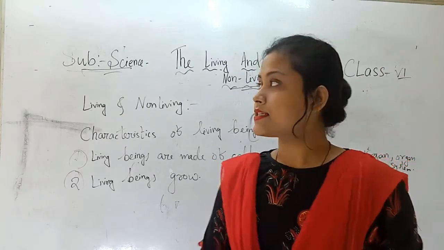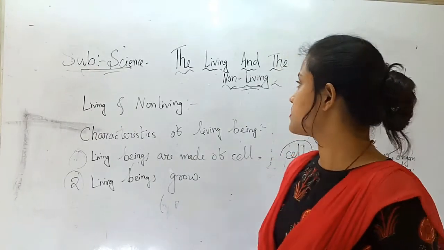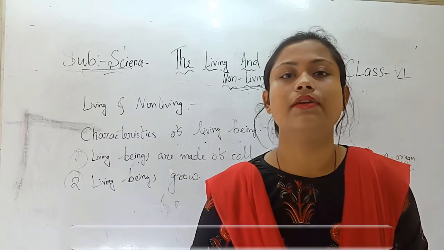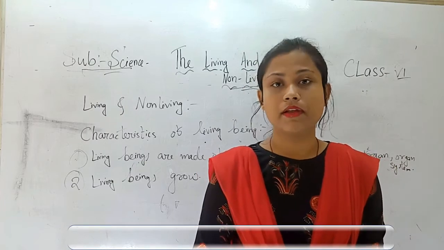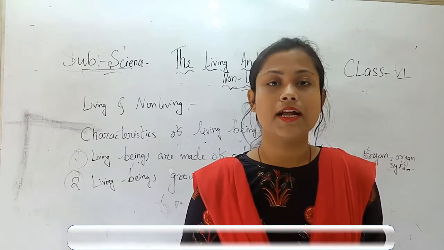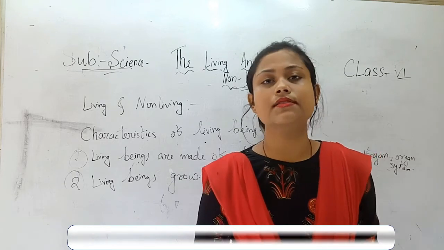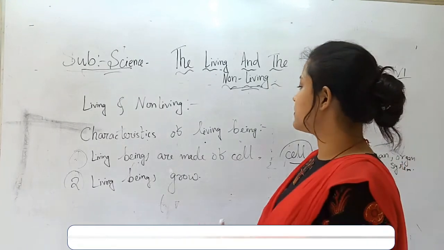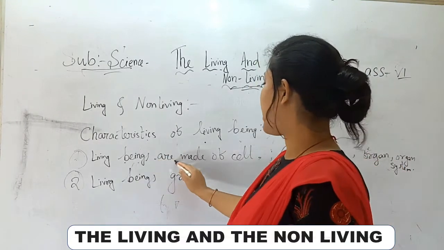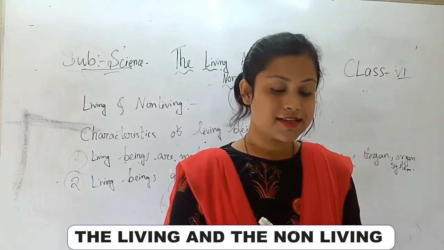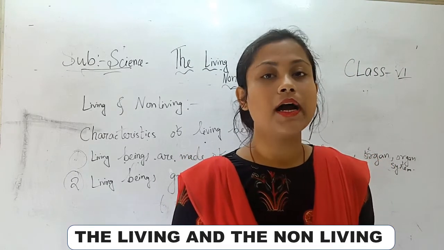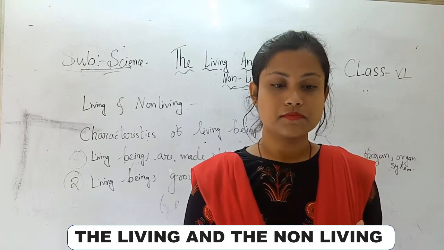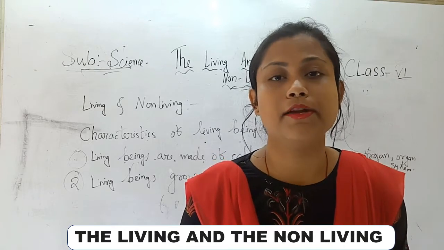Now come to the characteristics. Okay, as I already said, the chapter name is living and non-living things, so we will learn the characteristics of living beings. In this chapter the main focus is living beings, and if you learn the characteristics of living beings, you can easily learn the characteristics of non-living things, because they are completely opposite from each other. Okay, the first characteristic of living beings is that living beings are made of cells.